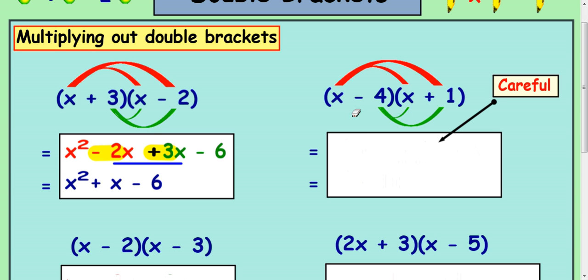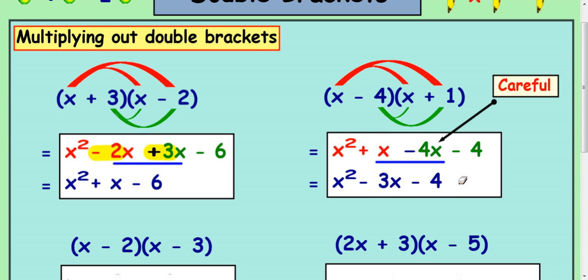Okay, second one. Start again. x times x is x squared. x times 1 is x. You're now treating this as negative 4 times x, so negative 4x. And then negative 4 times positive 1, the signs are different, so your answer is negative, and it's negative 4. So x squared stays the same, the take away 4 at the end is going to be the same, it's just this 1x take away 4x. Well, 1 take away 4 is negative 3, so that goes to negative 3x take away 4.